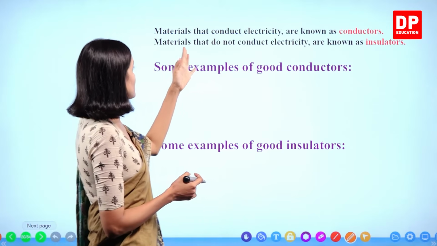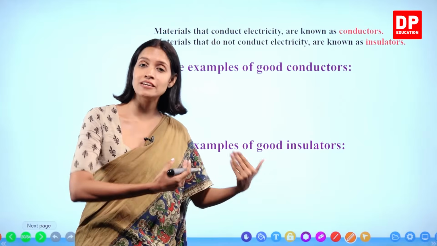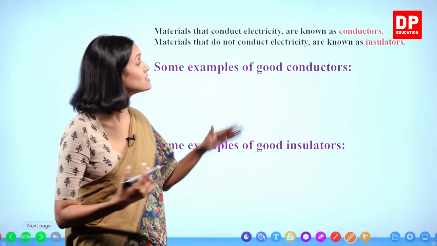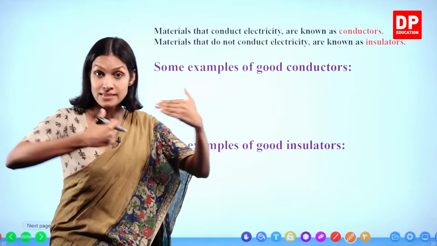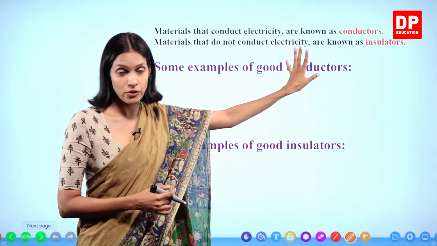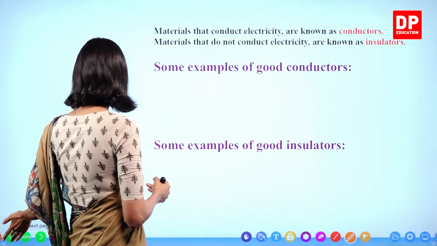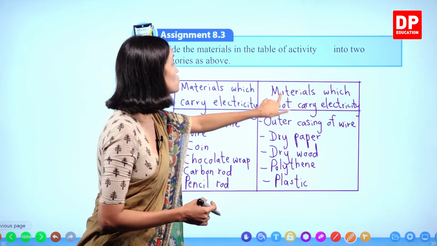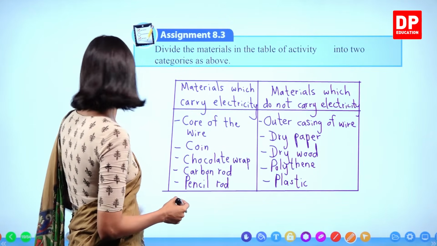Materials that conduct electricity. Now, can we give a special name to the materials that carry electricity and the materials that do not carry electricity? Look at this. Materials that conduct electricity. Conduct means carry, to pass through, right? The materials that conduct electricity or that carry electricity are known as conductors. Okay? Materials that do not conduct electricity, which means this one. The materials that do not conduct or do not carry electricity are known as, what is the name given, children?